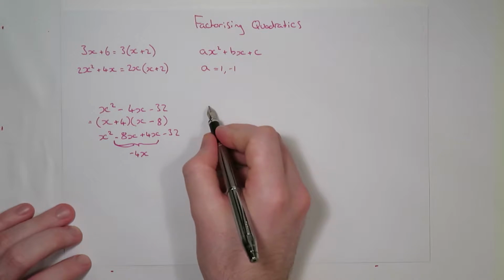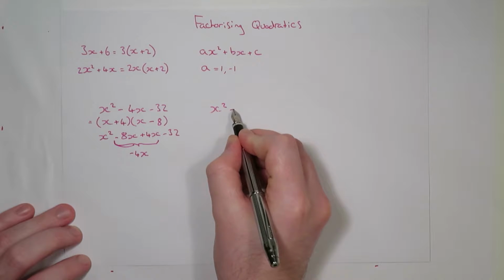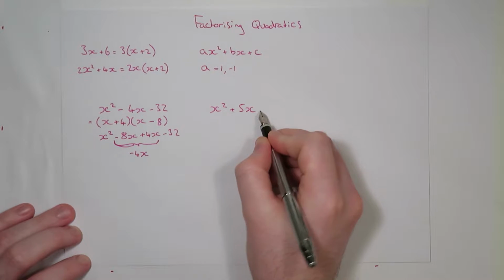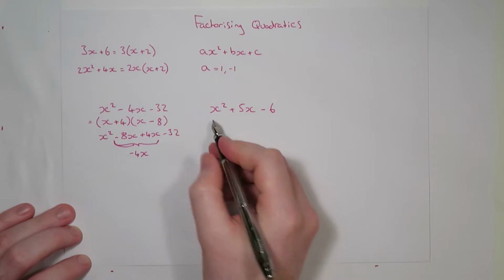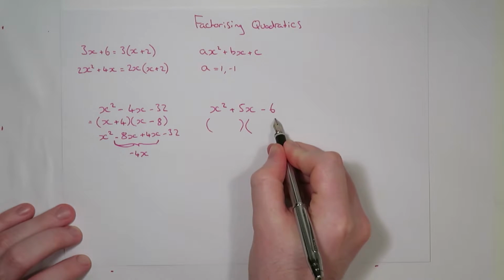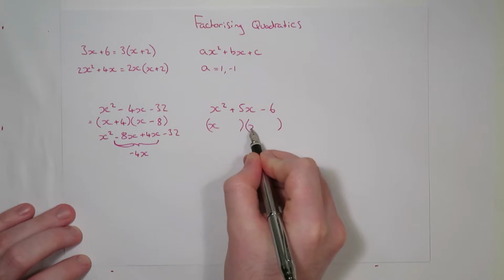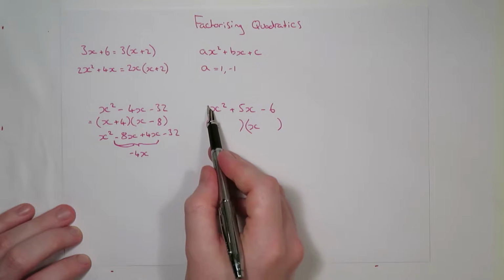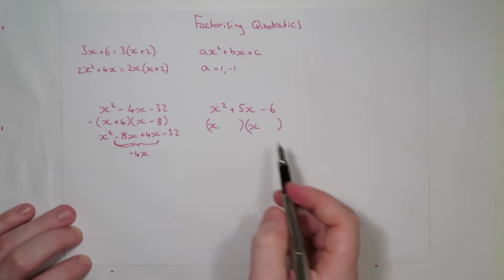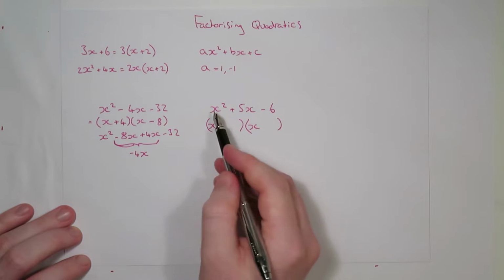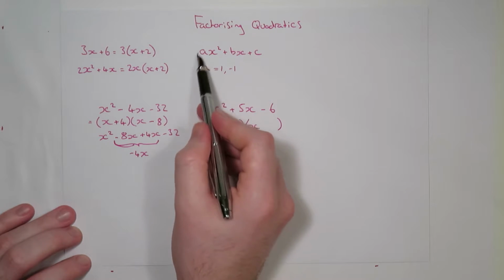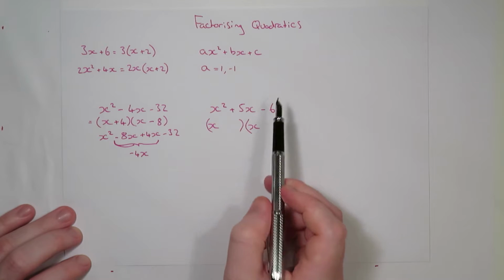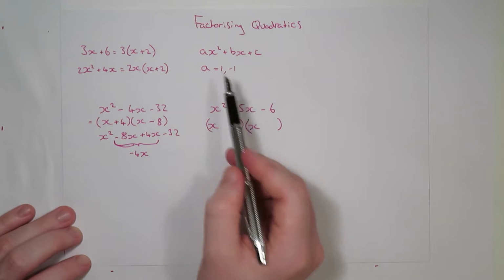Let's try another question. x squared plus 5x minus 6. So once again it will be two brackets. They will both have an x in front of them. The reason why they're both x is because this number here is just 1. I will do a follow-up video to this where this leading coefficient here is a number other than plus or minus 1.